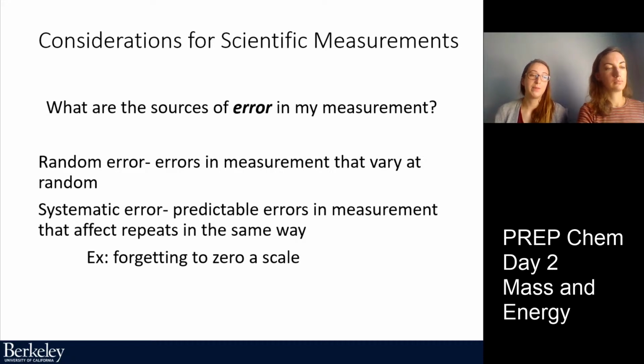A good example of a systematic error is if you're trying to repeatedly take the mass of a compound, but you forgot to zero the scale. So that you had an offset in every single measurement, but it affected them all in the same way. So these are some basic definitions that we had to go over very quickly because we're short on time, but feel free to ask us about this in the Zoom call afterwards.